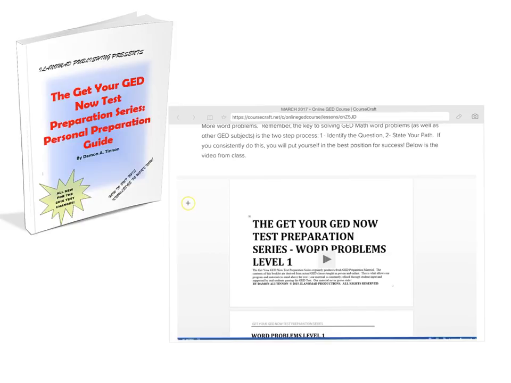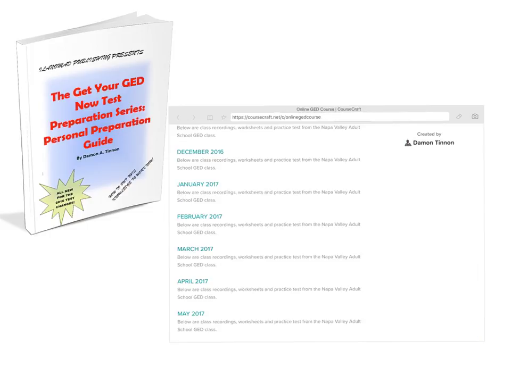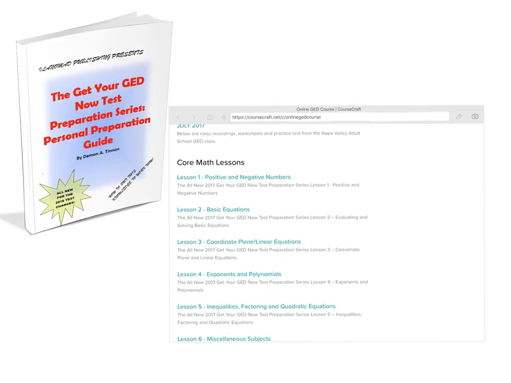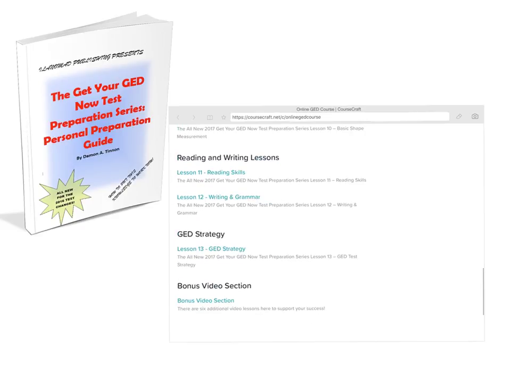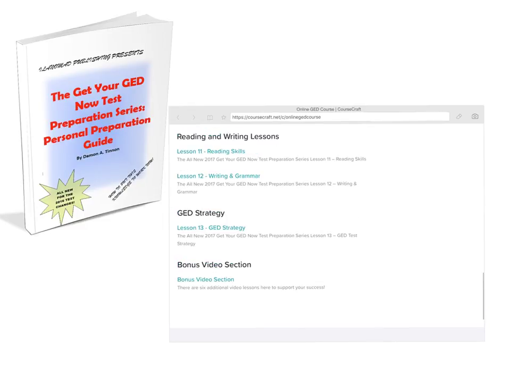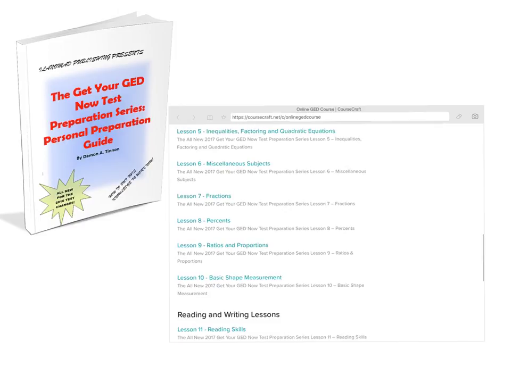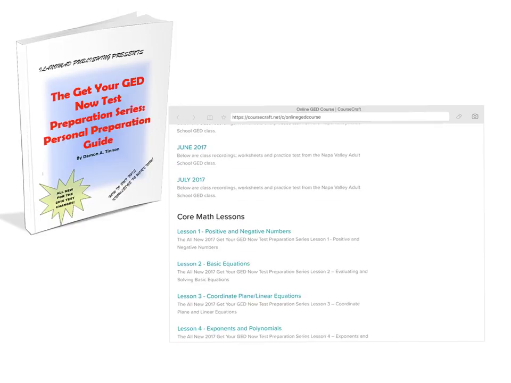So in the course, that allowed me to post that. And then my students in California, my students in Alabama, my students in Georgia, my students in New York, wherever my students find themselves, they get that content. So everybody is constantly building and learning together. And then if you scroll down a little bit more, you get into the core math lessons. And so the core math lessons you will see here. And then you will look at the reading and writing lessons, the GED strategy, and then the bonus videos. So these are the 13 core lessons that if you follow these 13 lessons, you are going to have success.